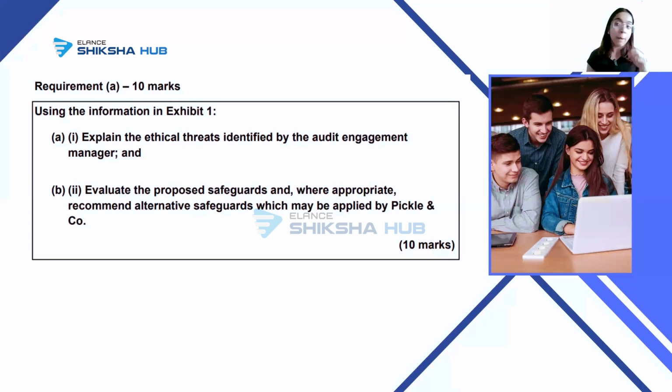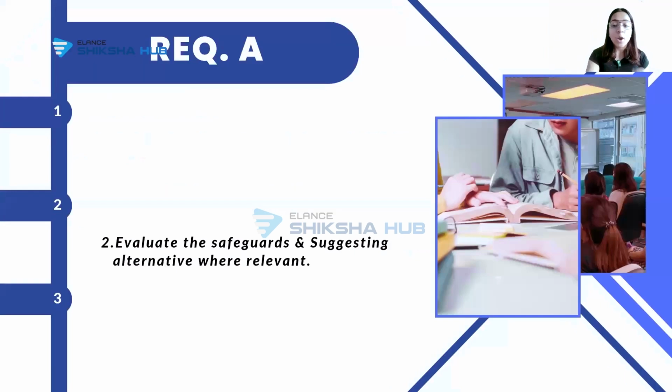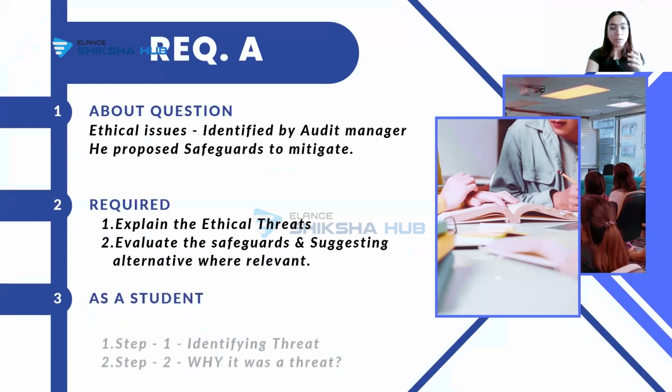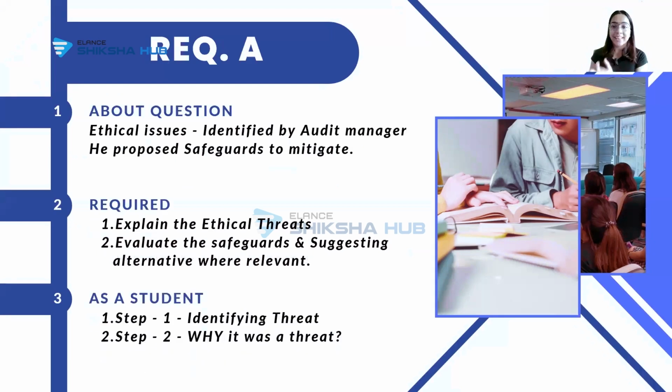So your 10 marks are divided into these 4 parts. If you end up missing any part and don't answer any specific part, you will obviously not score the full marks, no matter how well you explain it. Now, when it comes to requirement A, what was the question about? There were ethical issues identified by the audit engagement partner, and he proposed certain safeguards to mitigate them. What was required? Identification and explanation, and secondly, evaluation and suggesting alternatives. The 4 requirements.